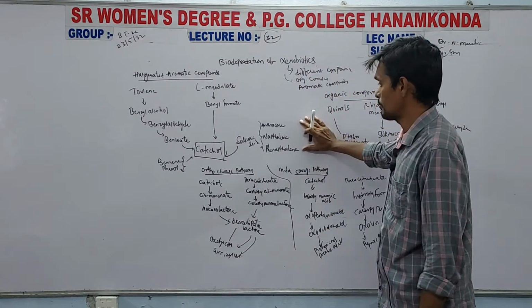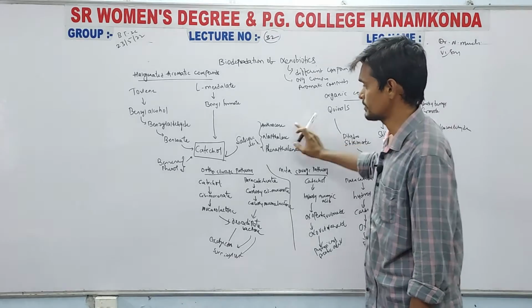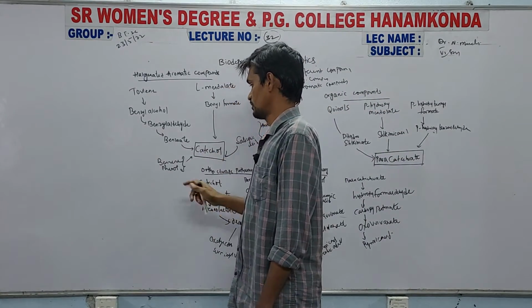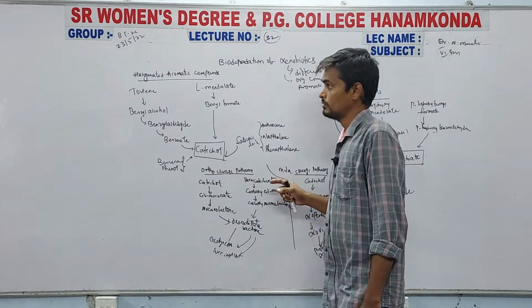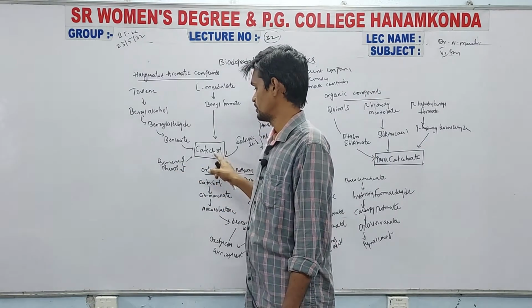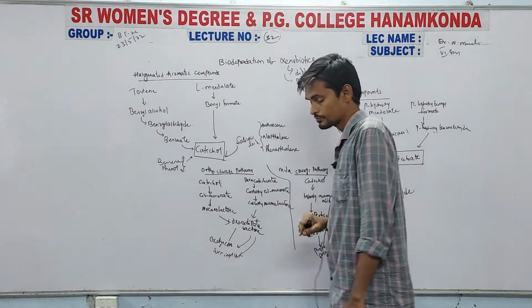Other aromatic compounds like anthracene, naphthalene and phenanthrene result in the formation of salicylic acid and finally catechol. Benzene and phenol also result in the formation of catechol. So overall, the degradation of aromatic compounds results in the formation of catechol as an intermediate.